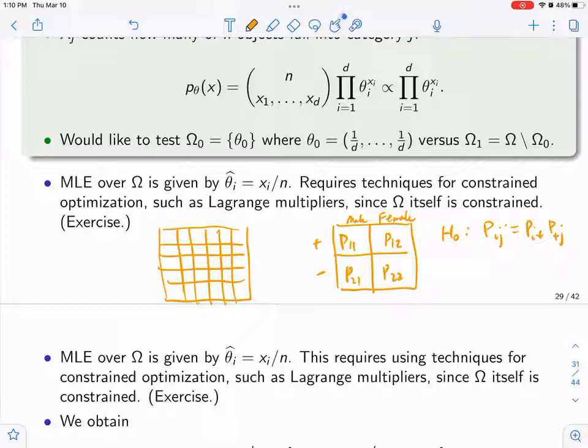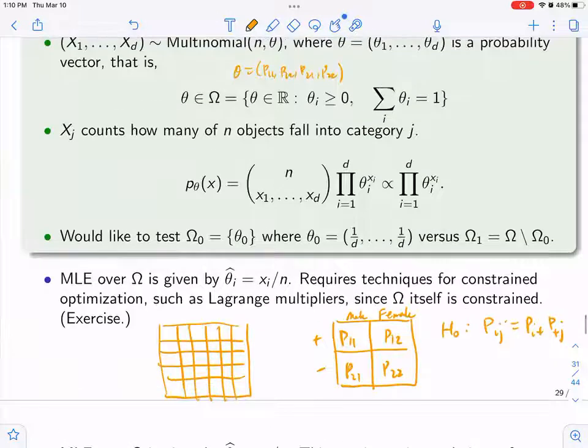And so you can see I can test something. This is a bit more complicated null than the previous one, but you can see there are some constraints that I'm imposing here, right? And so the unconstrained estimate would be similar to this. Basically, you just divide the counts that you observe in each cell by the total n. But for this, you have to solve it and try to optimize over this constraint.